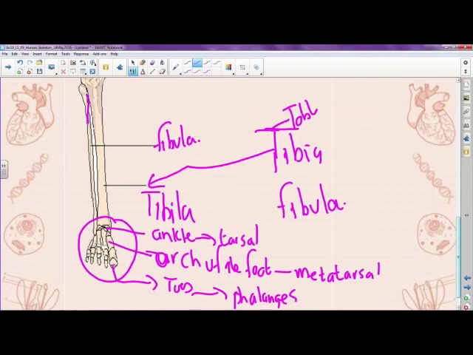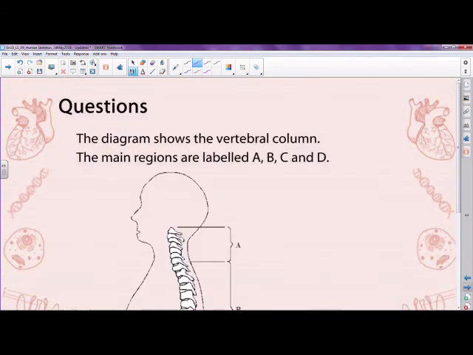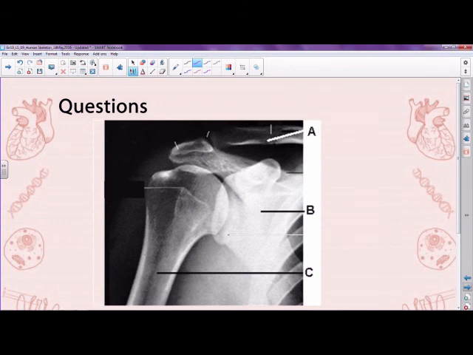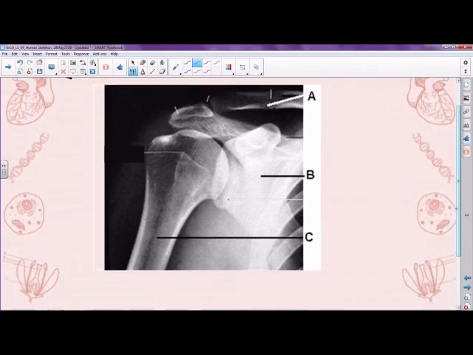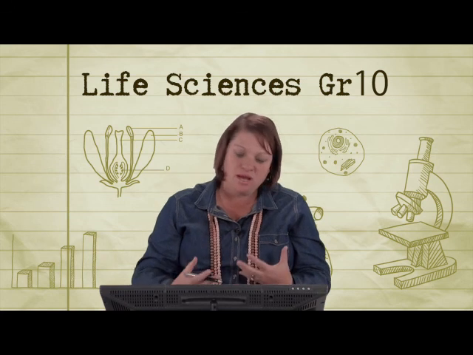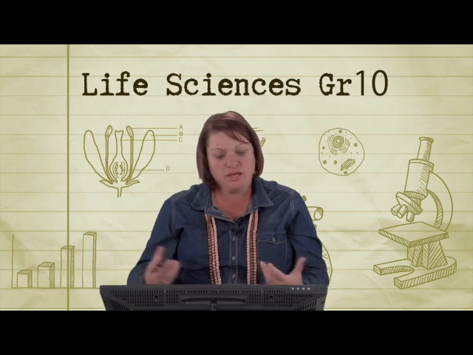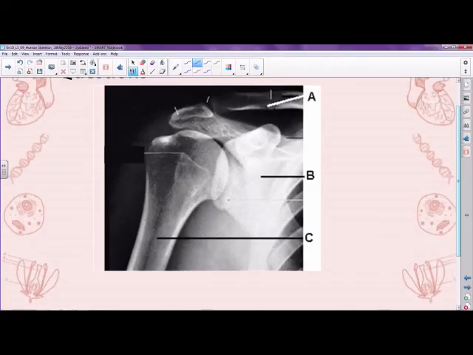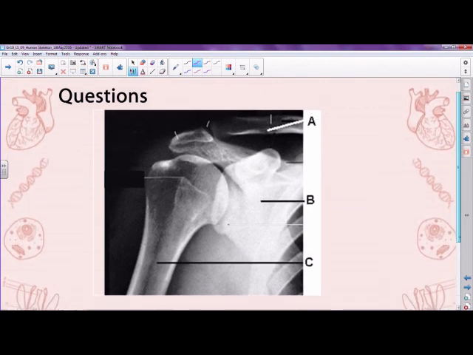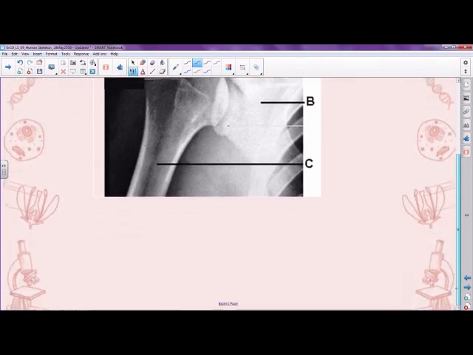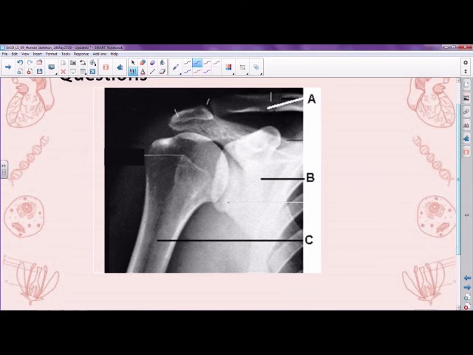Now, when it comes to questions, I'm going to just skip the first one here. There's a variety of questions. Okay, guys, be prepared to have x-ray pictures, because an x-ray is literally a photograph of a bone. So some of the ways in which we can ask you a question is by showing you a picture of an x-ray. If I look at this picture over here, what it asks me to do is to label A, B, and C.